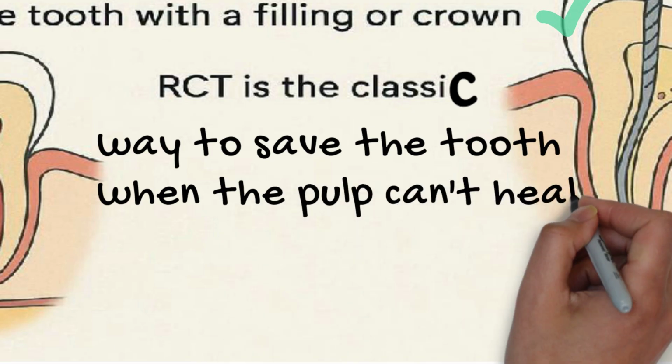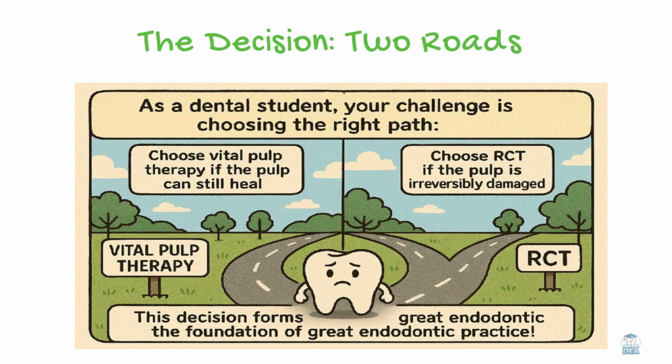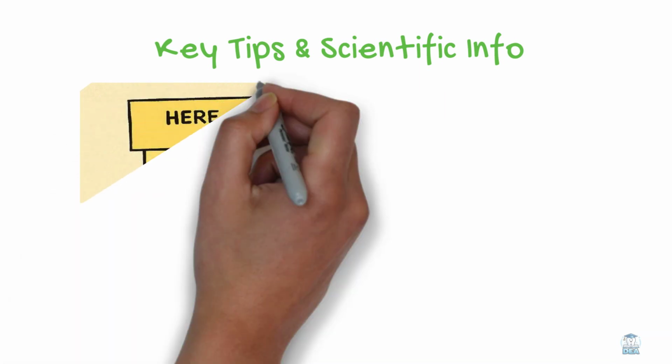The decision: 2 roads. As a dental student, your job is to choose the right path. Preserve pulp vitality if healing is possible. Perform RCT if the pulp is irreversibly damaged. This decision is the foundation of good endodontic practice. Key tips and scientific info.